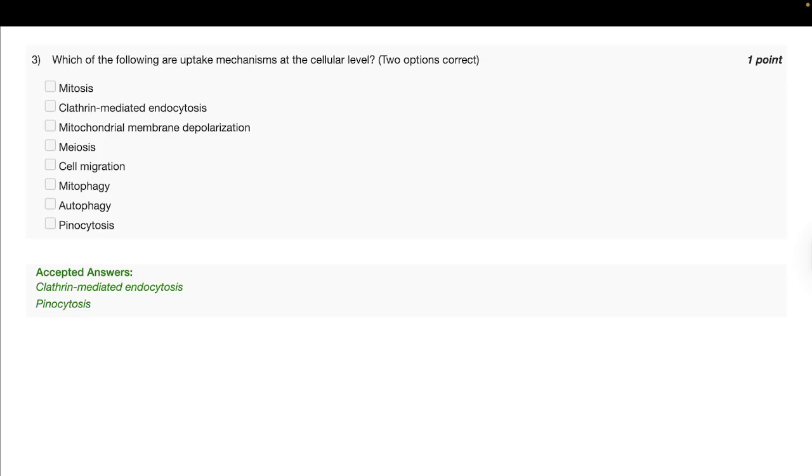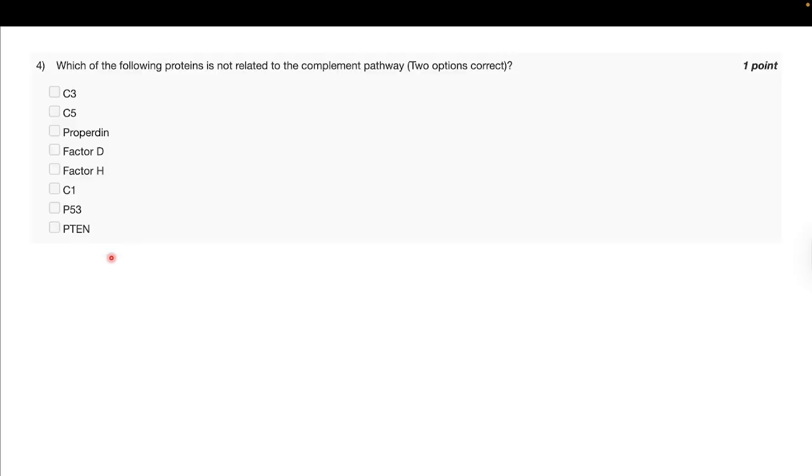Okay, no doubts. Then let's look at the next question. Next is, which of the following proteins is not related to the complement pathway? Again, we have to choose two correct options. Please read the question carefully. We have to choose proteins which are not a part of complement pathway.